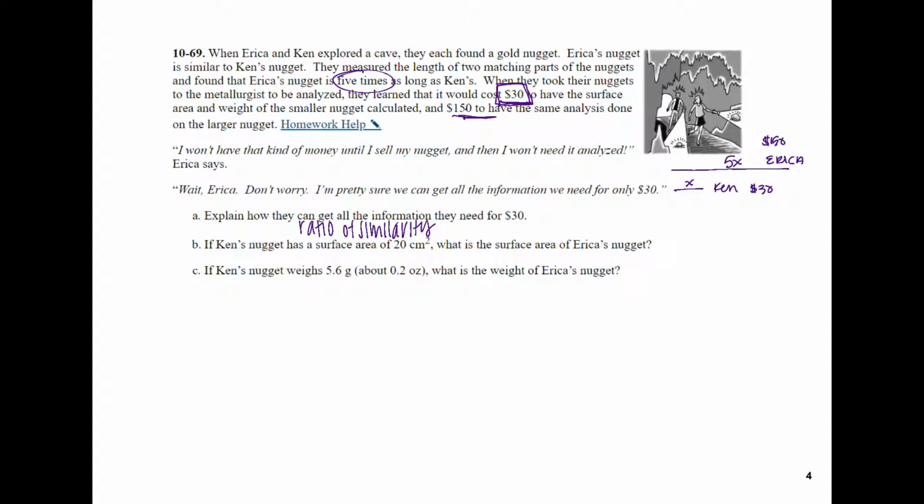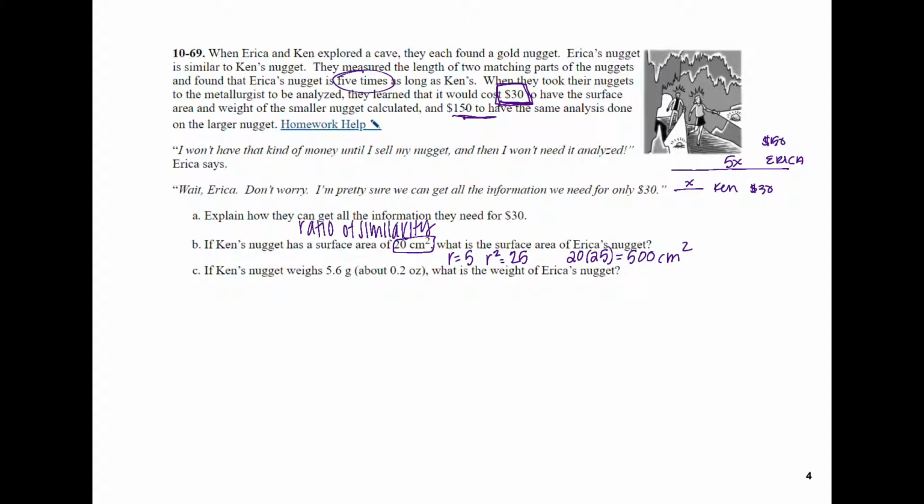If Ken's nugget has a surface area of 20 centimeters squared, what is the surface area of Erica's? Well, we know the ratio is 5, so the ratio for area would be 5 squared, which is 25. So then we can take Ken's surface area of 20 centimeters squared, multiply that by 25, and we get 500 centimeters squared.